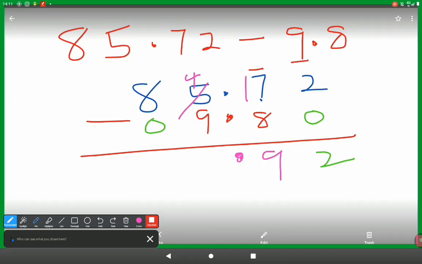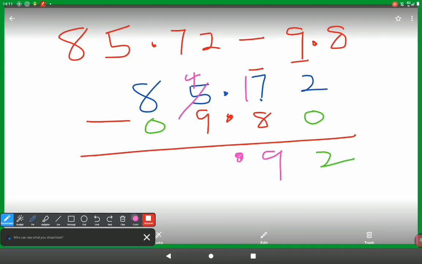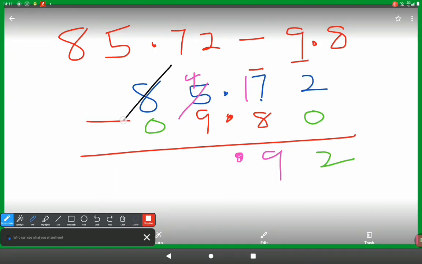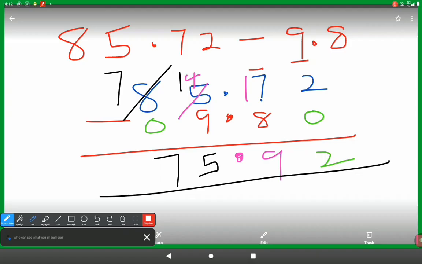So 4 take away 9 cannot be done. So I have to borrow the 1 from the 8 right here. If I take 1 from the 8, 8 turns to 7. Then 1 goes to the 4, becomes 14. So 14 take away 9 should be 5. So 7 take away 0 is 7. So your answer should be 75.92. Alright, you can try this.